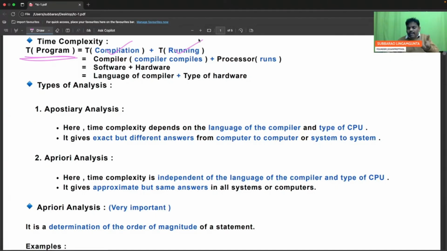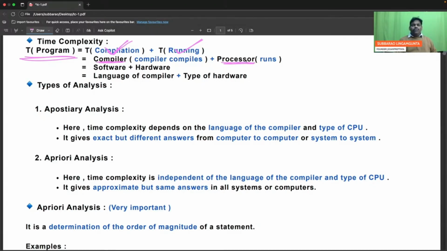So how much compile time is it taking? Next, how much running time is it taking? These two combinedly are called the time complexity of your program. But remember, compiler is a software. Running is nothing but a processor. Compilation is based on the compiler. Running is based on the processor.